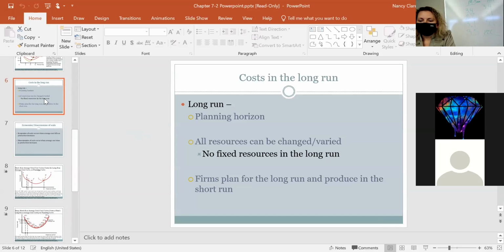Okay, so let's switch from the short run to the long run. We talked about the difference between short run and long run in the last class period. The short run being the time period in which we have at least one fixed resource and therefore one fixed cost typically. And then there's the long run in which we have no fixed cost. The long run is just for planning. You actually don't operate in the long run. You have to really go from short run to short run, never really getting to the long run.